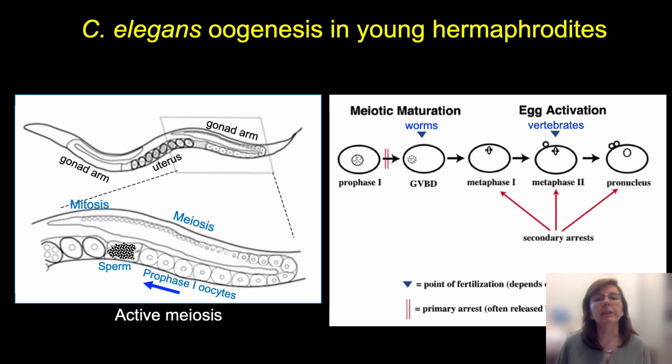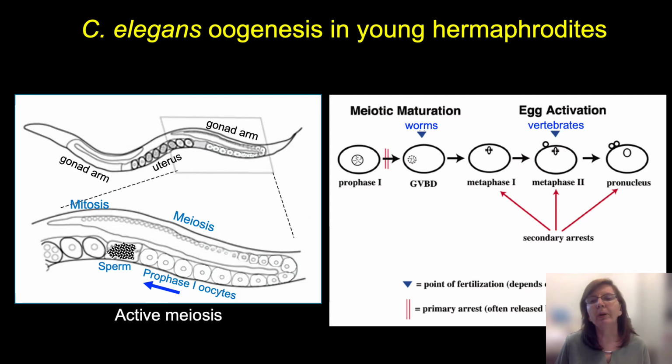What's different is when the point of fertilization occurs relative to the cell cycle. The blue arrows are showing different points of fertilization. For C. elegans, fertilization occurs prior to completion of both meiotic divisions, while in most vertebrates, we can see on the right that fertilization is occurring at metaphase 2.